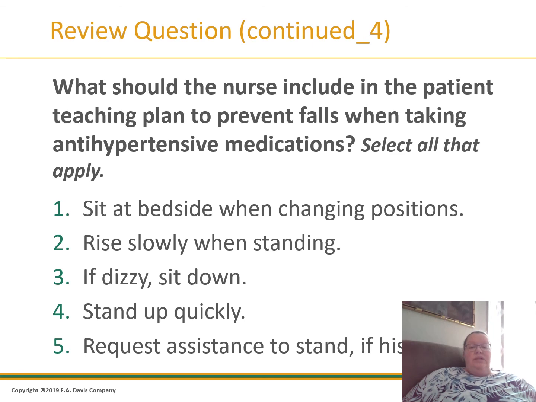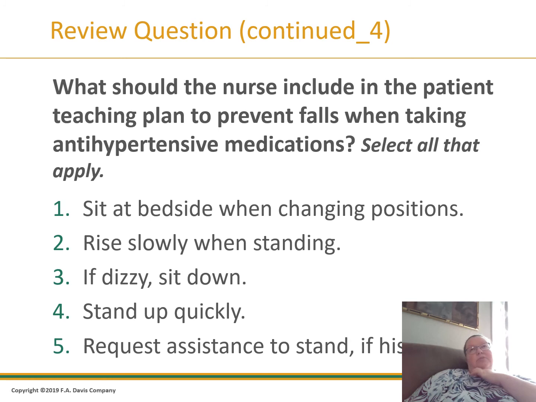What should the nurse include in the patient's teaching plan to prevent falls when taking antihypertensive medications? Select all that apply. So sit at the bed when changing positions. Yeah, you want to dangle, remember, because your blood flow is a little bit slow to the brain. We need to rise slowly, so 1 and 2. If dizzy, sit down. 3. Stand up quickly. No. Request assistance to stand if you have a history of falls. Yes. 1, 2, 3, and 5.